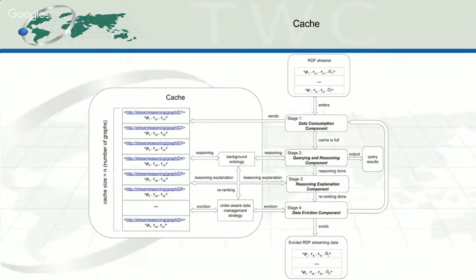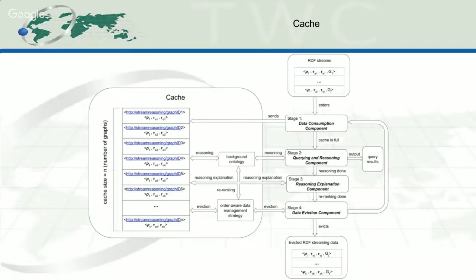If you have streaming data like this streaming into the overall system, the cache will consume all this data. Depending on the size of the cache, the data will be sent by this data consumption component into the cache, so that the cache has n graphs, which is the cache size. And then you have a query pre-registered in the system, so that once the cache is full, the query and reasoning part will begin to execute. Combined with the background ontology and together with the cached data, you can do querying and reasoning. And if your query requires reasoning, it will continuously output the query result, combined with the background ontology to give you the reasoning part.